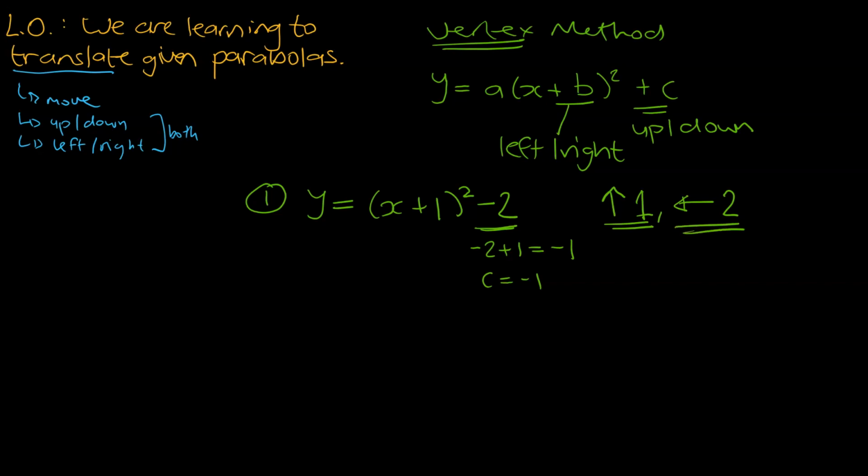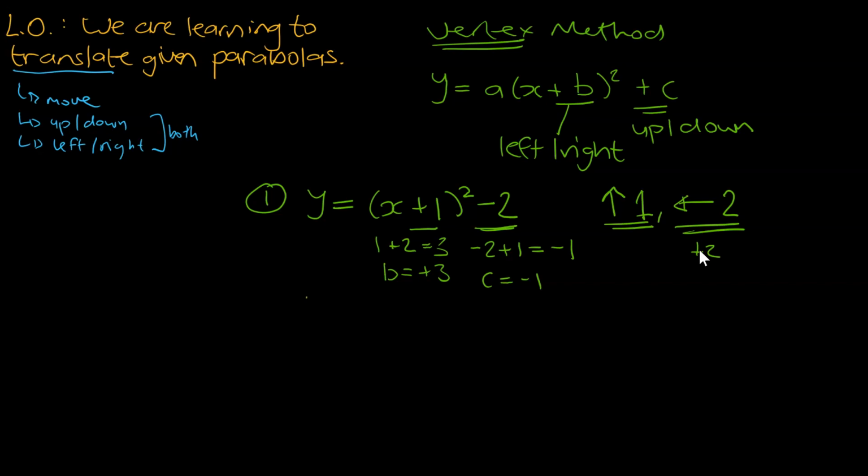And the next one is we're moving left 2. And when we move a parabola left, that's the same as saying plus 2 because it's going towards the negative, so it's the opposite. So what we're going to do is we're going to add that. So we're going to go 1 plus the 2, which moves it across, which is going to be 3. So that means our b value is going to be positive 3.